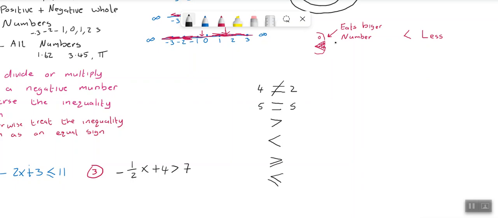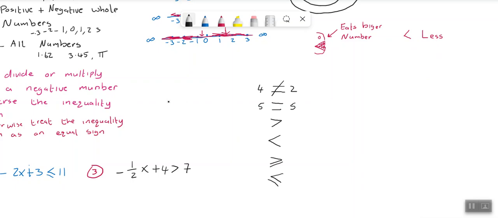A way to think about it is that the sign is kind of like a mouth, and the mouth eats the biggest number. Sometime in primary school they might refer to it as a crocodile, and the crocodile eats the biggest number. So this means greater than, this means less than, this means greater than or equal to, or less than or equal to. The other way to think about it is that the less than sign looks like a lopsided L, which represents less than.